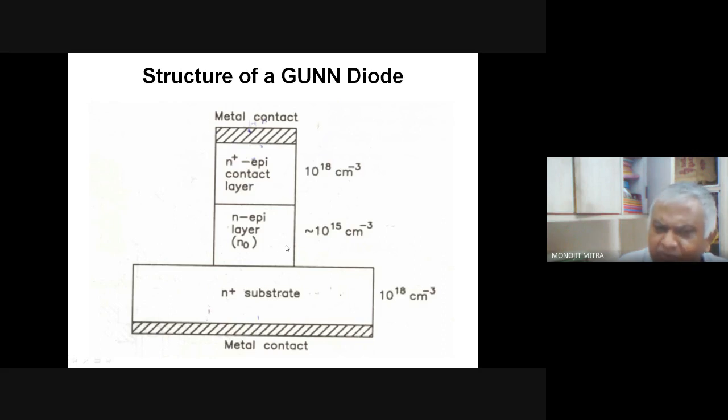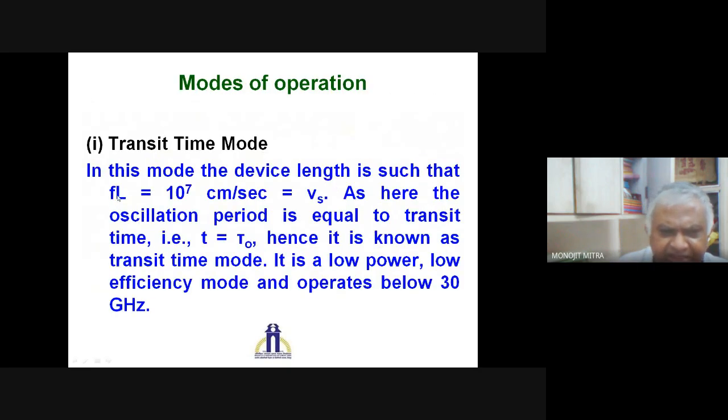So when your applied voltage or electric field is such that the charge carriers have attained the maximum saturated velocity and are moving through this N layer or active layer of length L, then L by Vs, length by that velocity, is your transit time tau. Or, as you know, tau means time, which means 1 by frequency. So 1 by f equals L by Vs, that is, tau equals L by Vs. So fL equals Vs. That I have written here.